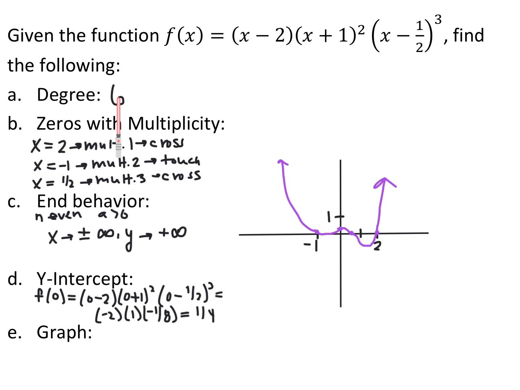I have an even degree and a positive a value, so as x goes to positive or negative infinity, y is going to go up towards positive infinity. It's going to end in the same direction and end up. And then for my y-intercept, I plugged in 0 for x, and I end up with a positive 1/4. So I plotted all my points here. Then the cubed multiplicity here is just going to make it flatten out a little bit instead of just purely crossing, but it still crosses through there, and this is what it looks like.